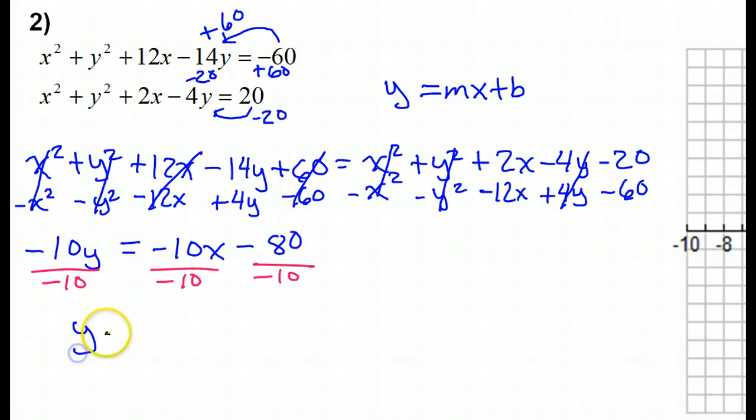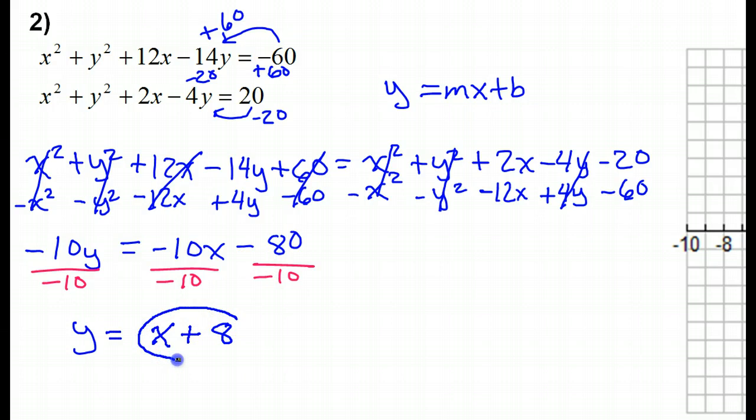Okay, so I've got y equals, now this is just 1, right? So I'll just put x. A negative divided by a negative is a positive, so this is positive 8. So y equals x plus 8. Kabam. So we've got our line.